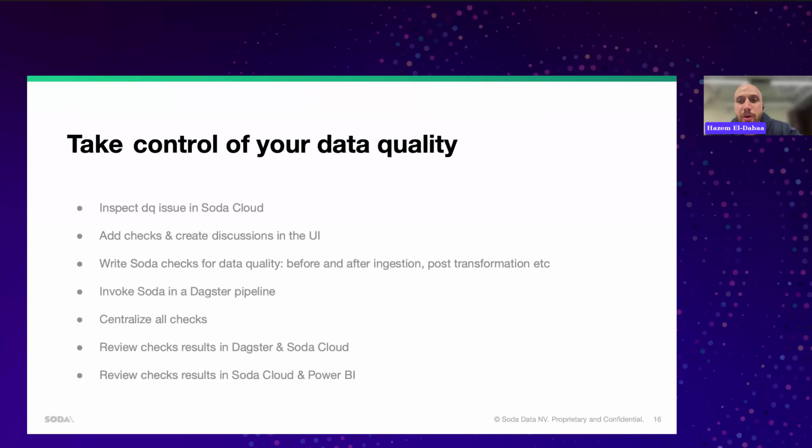And so the agenda for the day, well, first, my colleague Vivi will be taking you through the role of an analyst, where you inspect the problem statement and the data quality issue in SodaCloud. You can add checks and create discussions in the user interface. And then we can move on to the more engineering side, where we look at how we can write Soda checks for data quality in different stages of our pipeline, how to invoke those checks, centralize them, review them in both Dagster and SodaCloud, and then finally, review our reporting results. Also in cloud, and for this example, I'll show a Power BI as well.